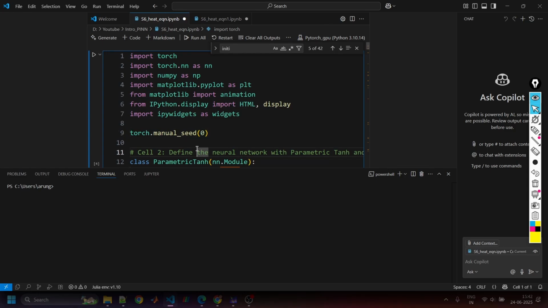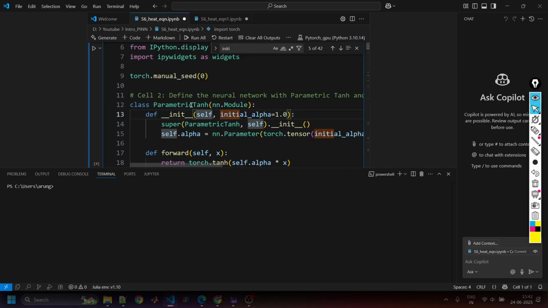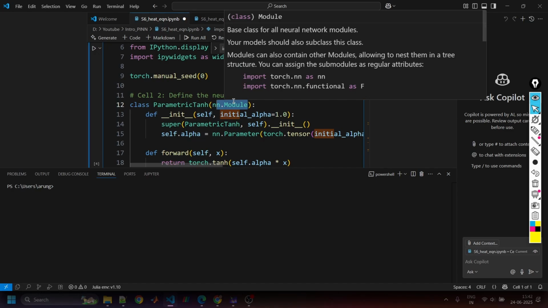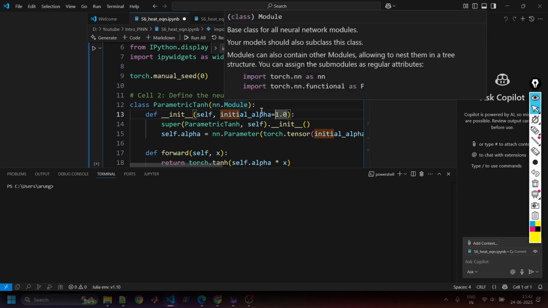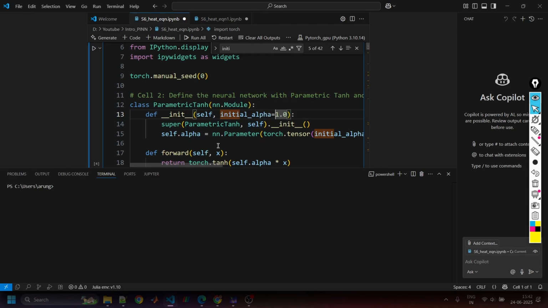Now we shall see how to define a parametric tanh. Here we are defining a class. The name of the class is parametric tanh, and it is a subclass of nn.Module. As in the last video, nn.Module is a parent class where we have all the functions and definitions of how to define a neural network, like activation functions, linear layers, sequential, and that information.